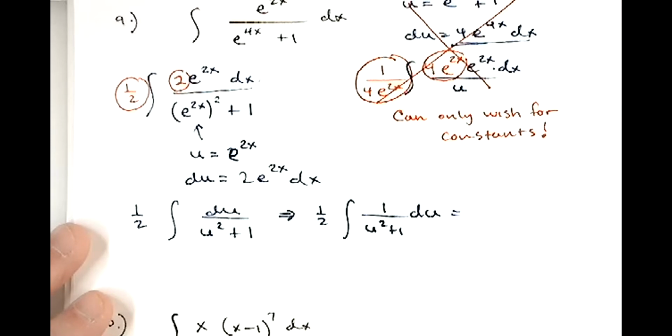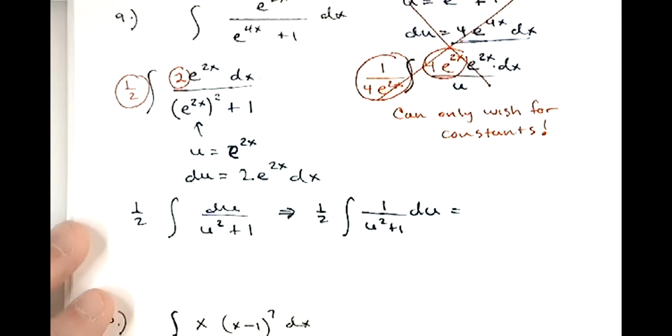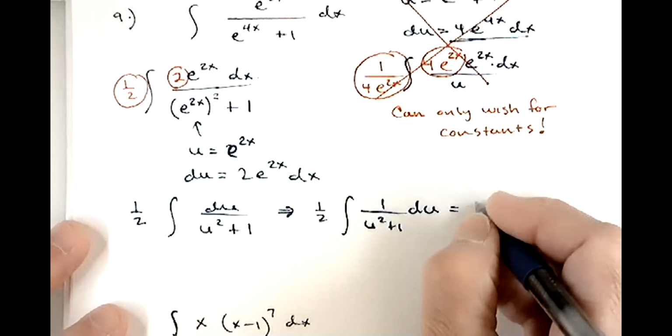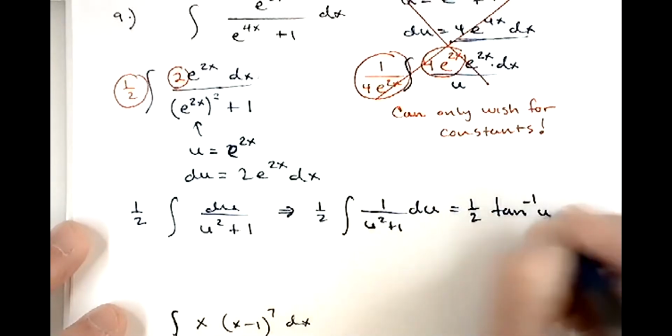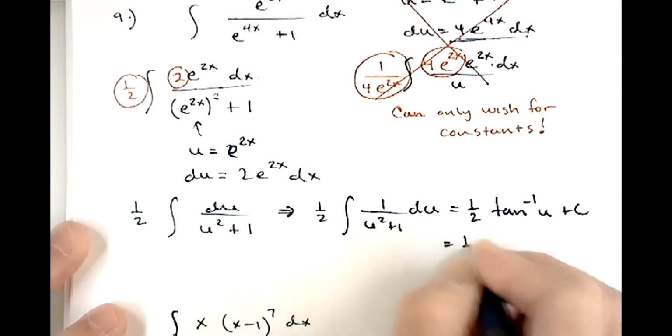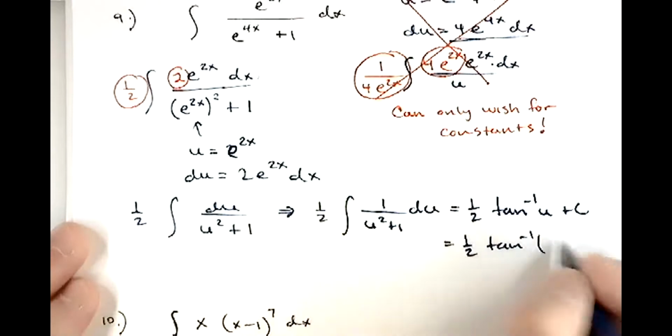It's not an ln, right? It's only ln if it's 1 over u to the first. This one is arctan, also known as tan inverse. So it's going to be 1/2 tan inverse of my u, which is e to the 2x.